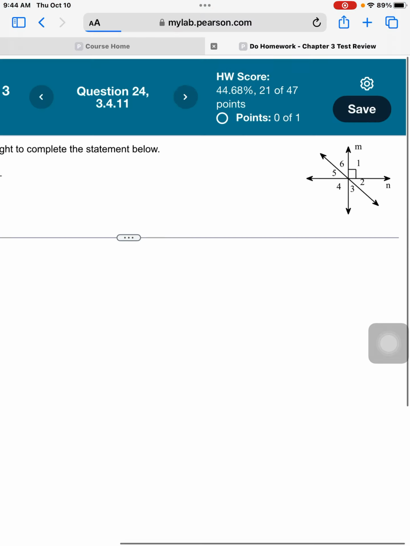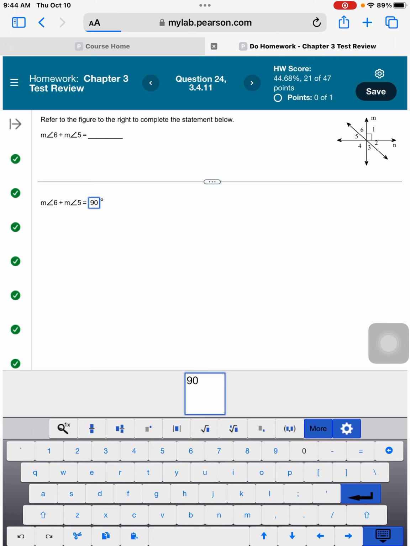Do I care what 5 and 6 are? No. I just care that they equal 90.